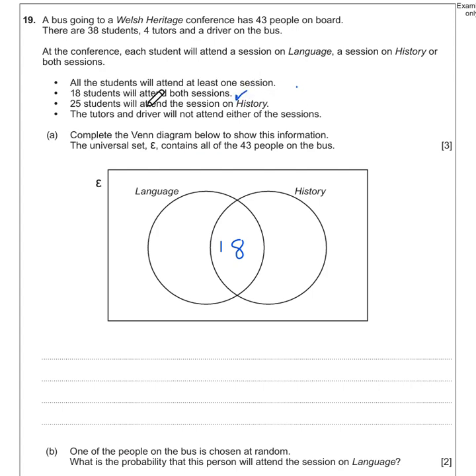Okay. 25 students will attend the session on history. So in total 25, if we take away the 18, we should find out how many is left in this only history section. So that's going to be 7 students, isn't it? The tutors and driver will not attend either of these sessions. So let's have a think how many of them are there. There's 4 tutors, 1 driver, and they're not attending any, so they're going outside of these circles. There's 5 of them. So we've got to complete the Venn diagram below to show this information.